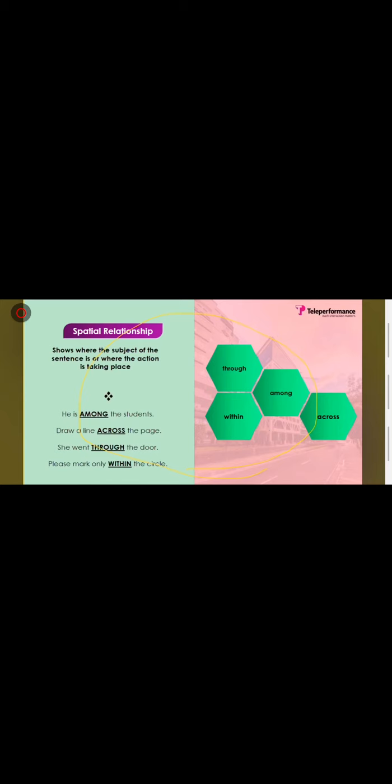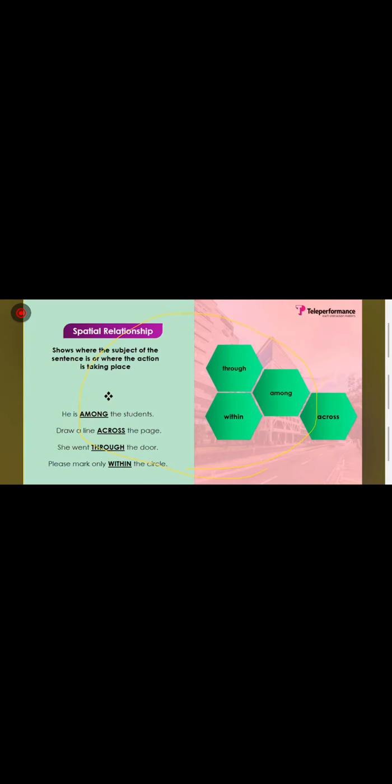So for our example, we have he is among the students. When we say among the students, you are part of the group of students. Second example is draw a line across the page. So you know how to draw a line across the page. You're just going to draw from one end to the other end, which could be from left to right or right to left. Then she went through the door.